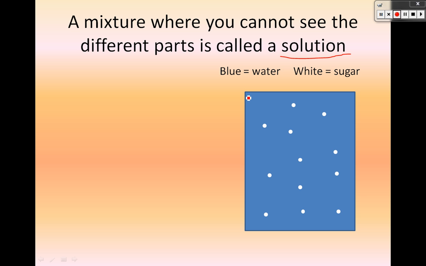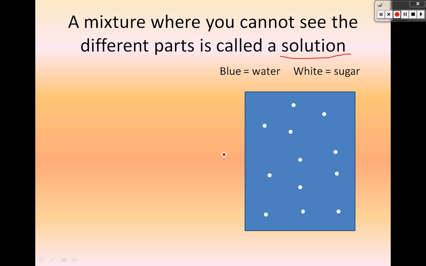And if you've ever put sugar in water and then stirred it up, as long as you don't put too much sugar in, all of the sugar dissolves. So you can't see the different parts. You can't see particles of sugar. We'll talk in a few minutes about what it means when you can see the particles of sugar. But for right now, this whole thing is water, and these white particles are particles of sugar.